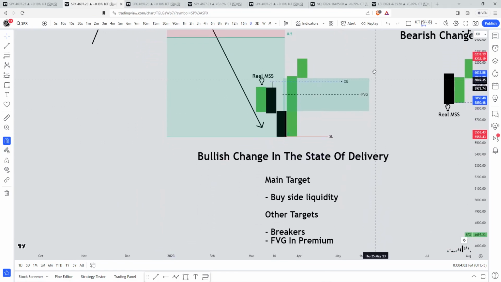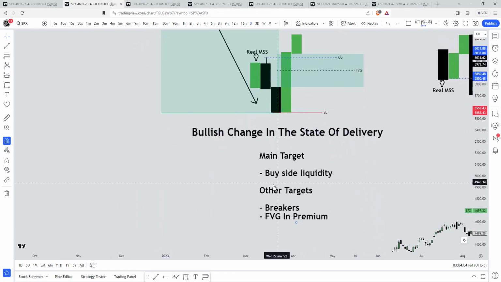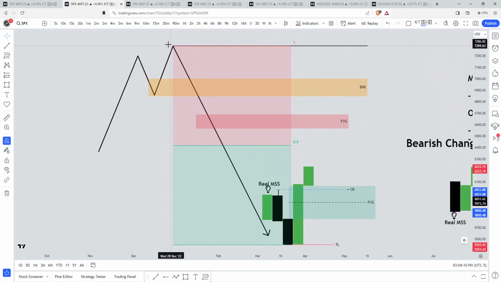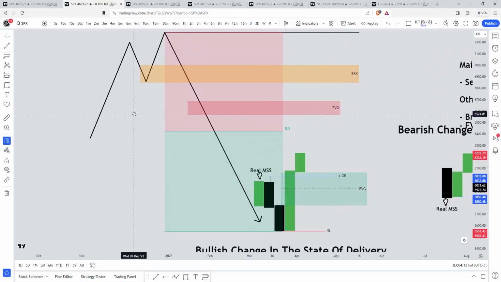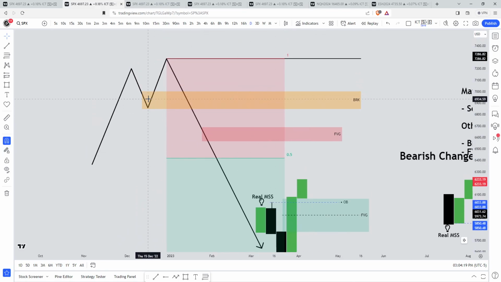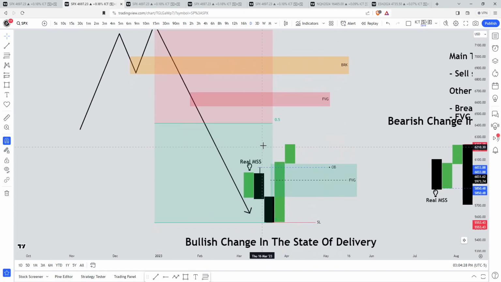So again, the few different targets: buy side liquidity, low hanging fruit targets, breakers, and fair value gaps and premiums. 90% of the time I'm targeting the old high up here. If I'm just looking for a low hanging fruit target, I'll target a fair value gap above the 0.5 fib or the breaker. Okay, so we have the high, low, higher high, lower low, the down close candle or series of down close candles in the low. So that's the bullish change in the state of delivery.